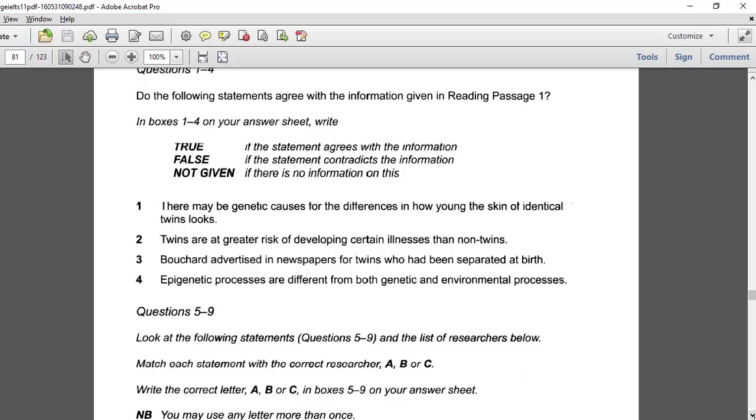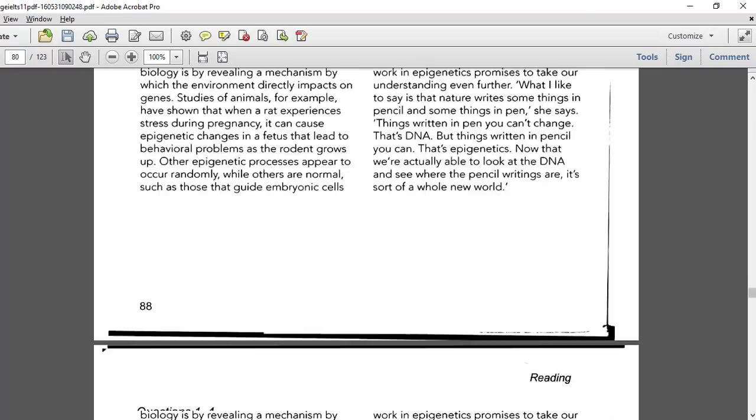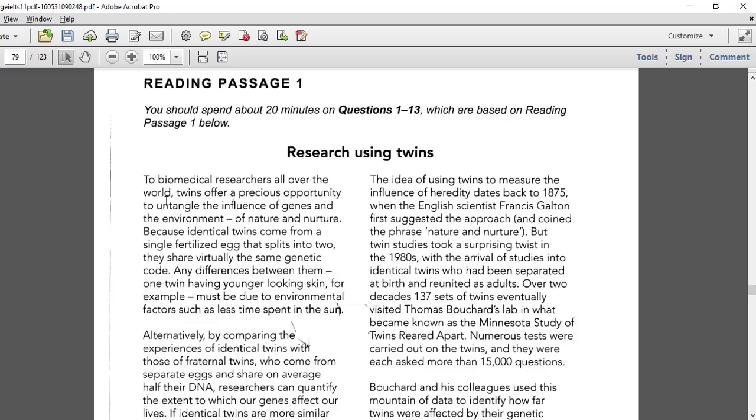Number 1. There may be genetic causes for the differences in how young the skin of identical twins look like. Okay. Now we should decide on the keywords. What are the keywords here? First keyword is genetic causes. I think the most important keyword is skin of identical twins. Let's get back to the passage and look for these keywords.